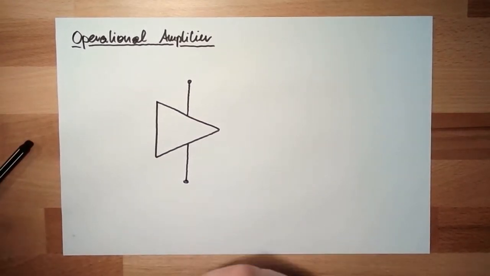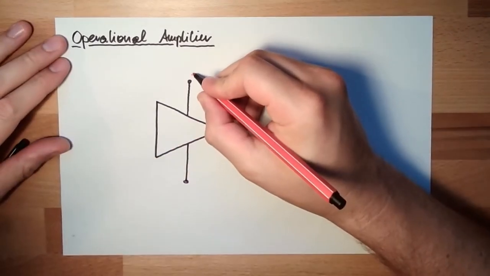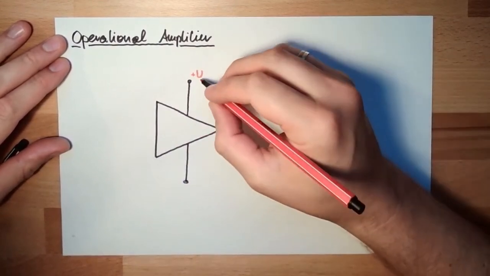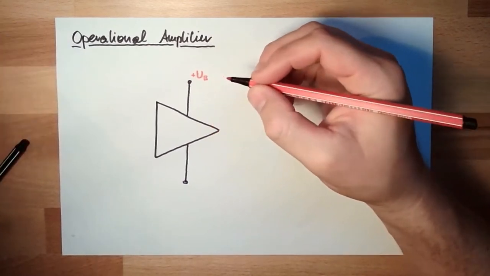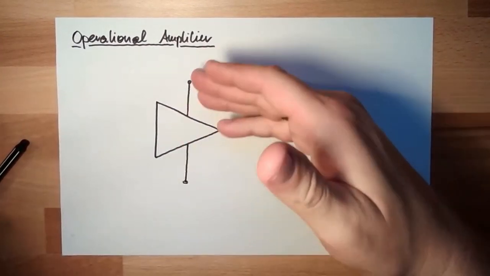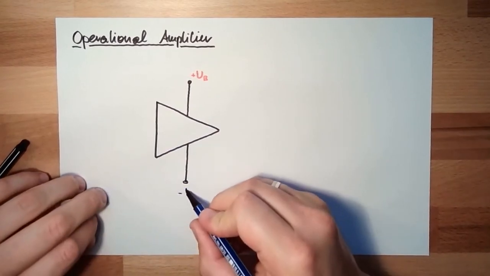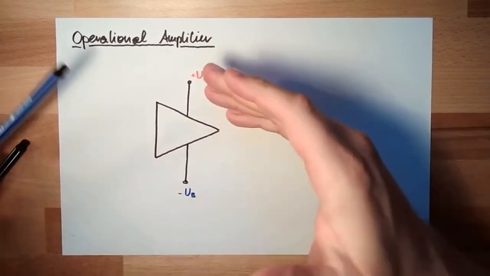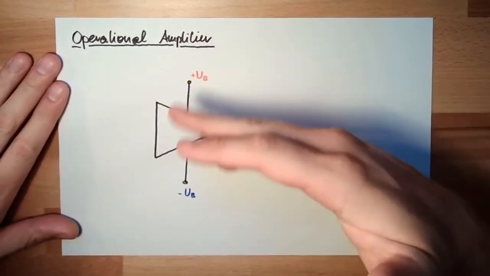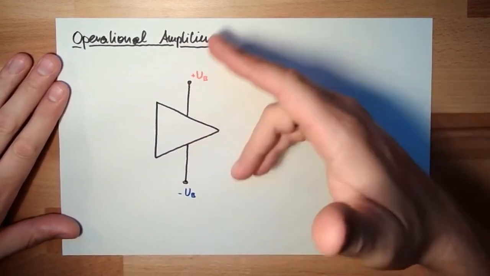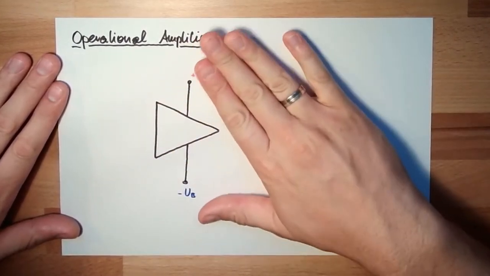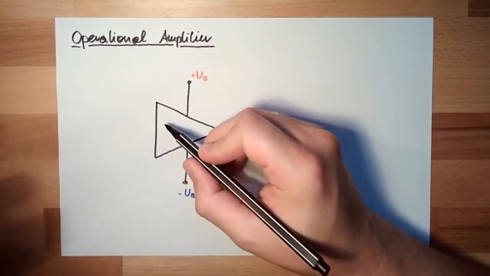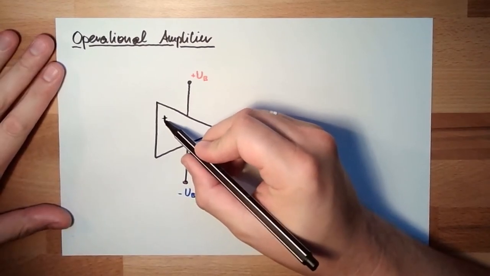One connection is plus UB. That's the supply voltage. And minus UB. So we do have a bidirectional supply voltage, plus minus 15 volts or plus minus 20 volts, something like this. Plus minus is already a good hint, because we do have two inputs.